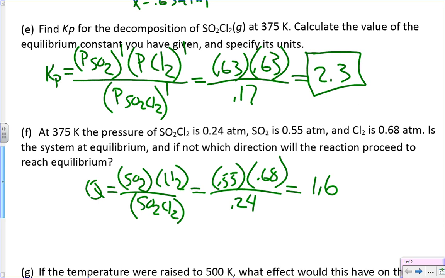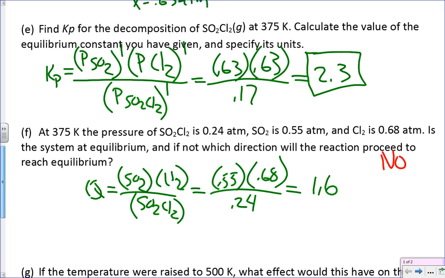So are we at equilibrium? No, we are not at equilibrium. Because the only way we're at equilibrium is if these pressures plugged into the expression return the same value of 2.3. And since it doesn't, we know we're not at equilibrium. So the second part of this question is, if not, which direction will the reaction proceed to reach equilibrium?